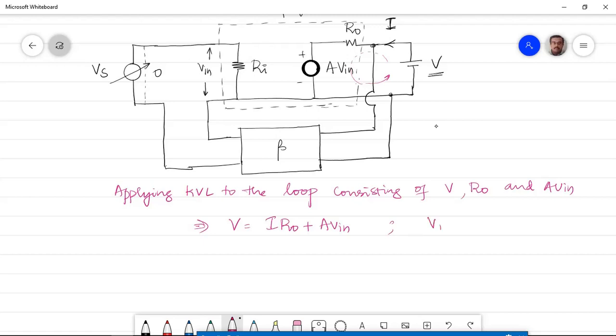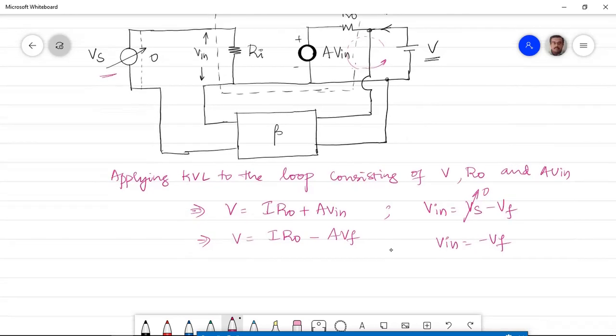So what will I do? I'll use the equation for V in. What is V in equal to? It is Vs minus Vf. But we have used a small procedure here: Vs has been set to 0. So you will have V in equal to minus Vf. So I can write this equation now as I into R naught minus A times Vf. But what is Vf?